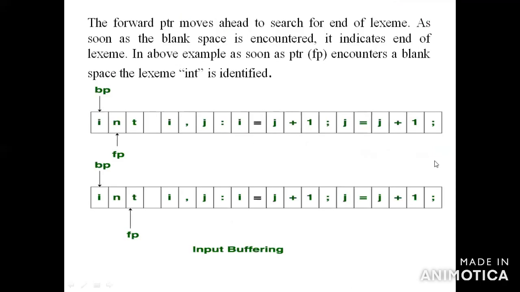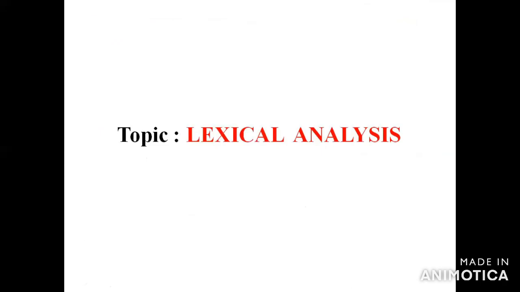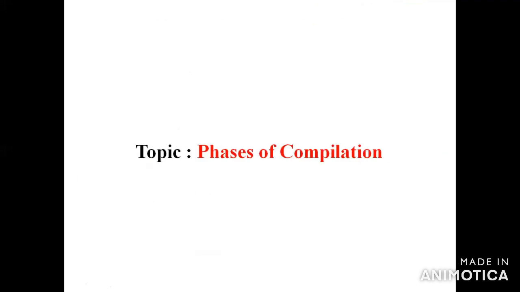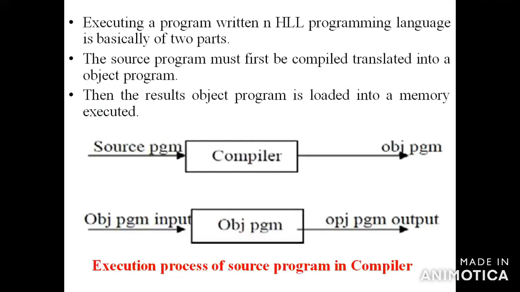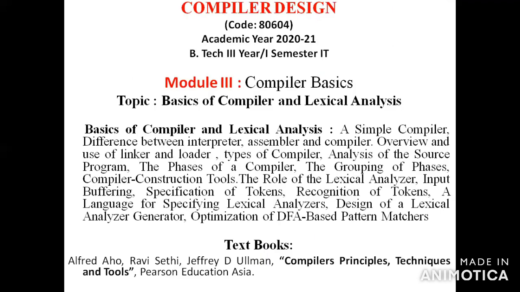So what is in your third module syllabus? The first thing, what is lexical analyzer? Then what are the types of lexical analyzer? Differentiate between compiler and interpreter. Differentiate between compiler and assembler. Then overview of language processing system, draw the diagram. Then analysis of the source program.